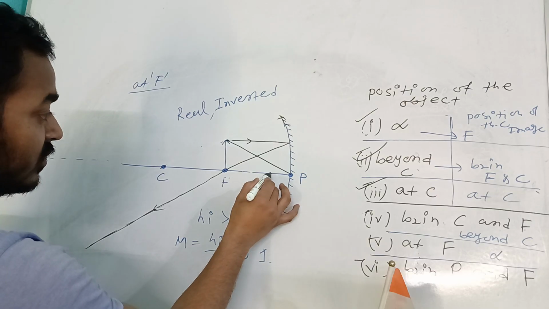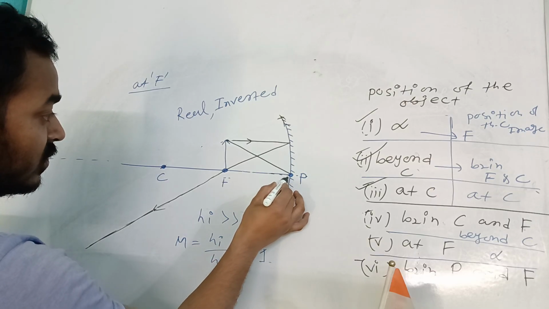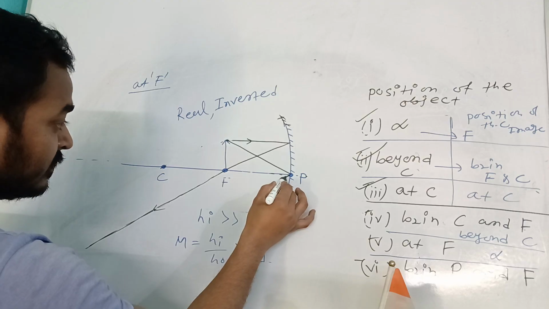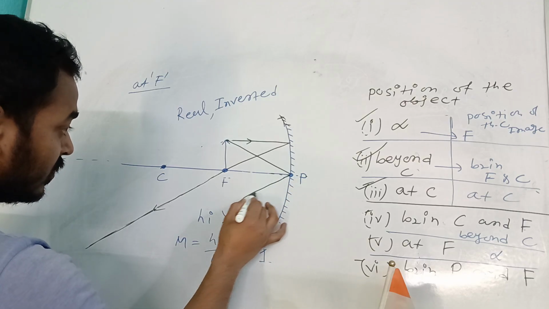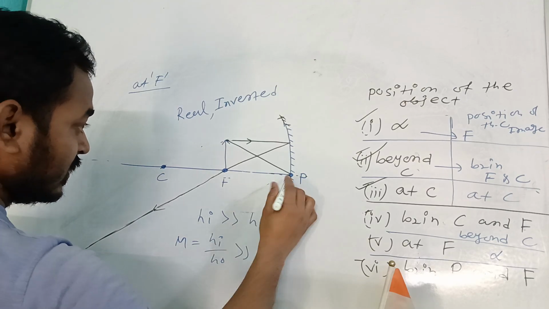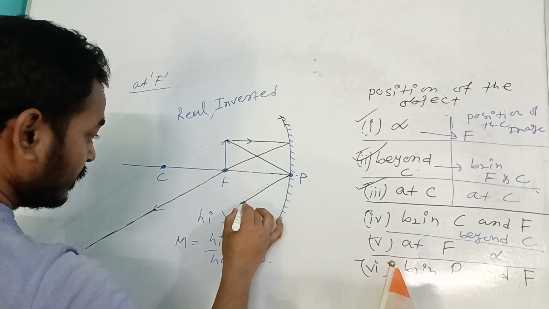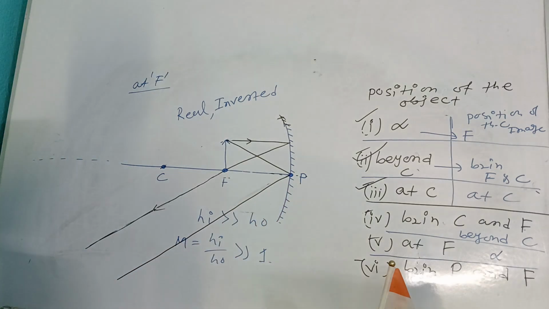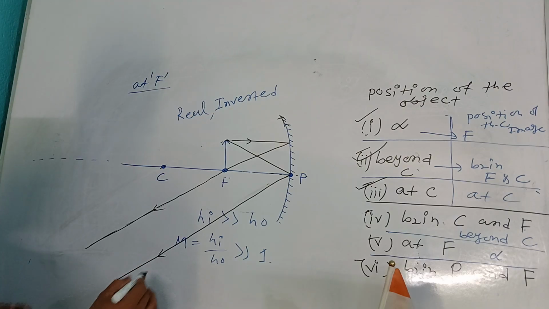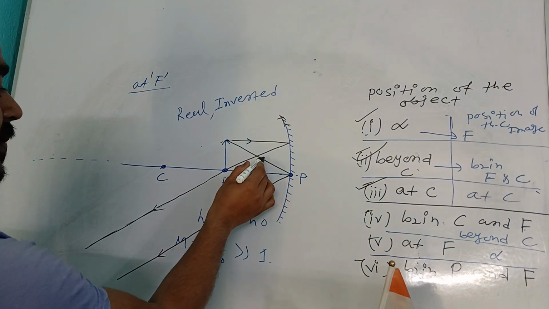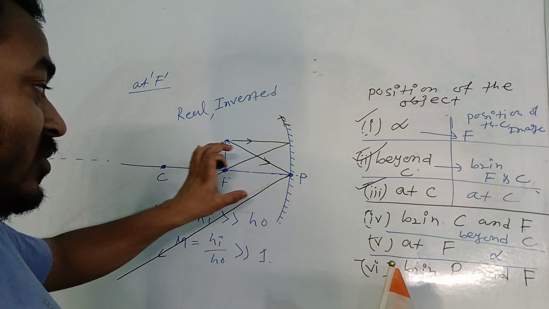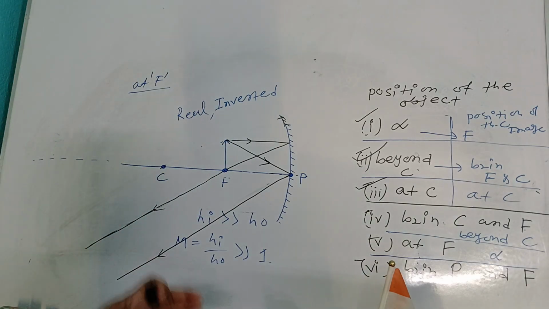So at this point, which is the normal? This is the normal. Angle of incidence and angle of reflection are the same. So it will move along this direction. So we can see the reflected rays are also parallel to each other and they will meet at infinity. So reflected rays are meeting at infinity. They are parallel to each other.